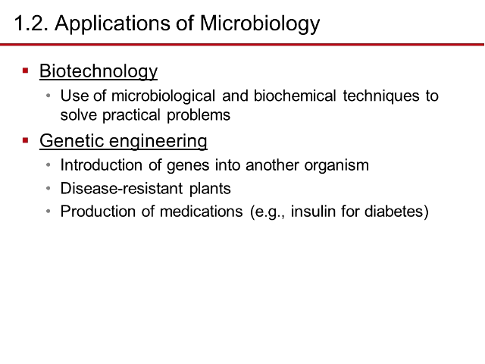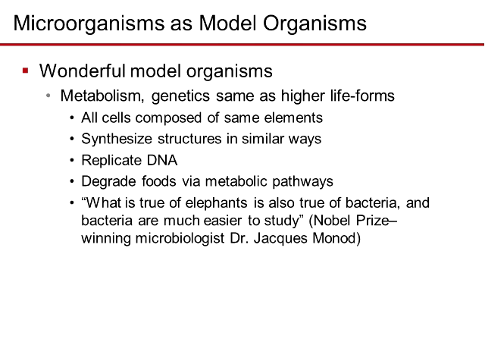So they've done a lot more than just these few things here. We also use it in biotechnology, use some microbiological and biochemical techniques to solve practical problems. Genetic reengineering, like I talked about for E. coli, and helps to introduce the genes into another organism. We can use it to create disease-resistant plants. Insulin, like I talked about, production medication. So we've used them to our own benefit.